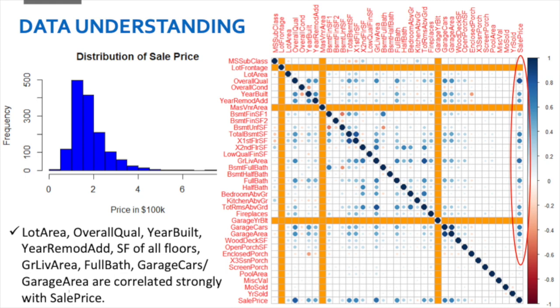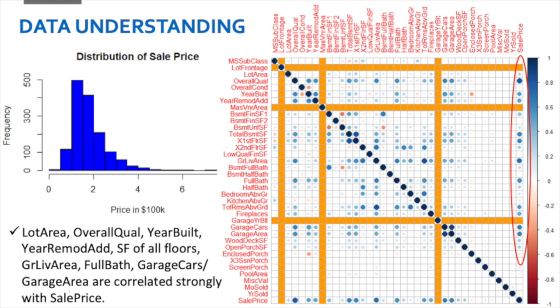In this slide, on the left, we have a distribution of sale price histogram. This essentially shows that most houses are bought between $150,000 to $250,000, and on the other hand, the least and most expensive houses are not as frequently bought.